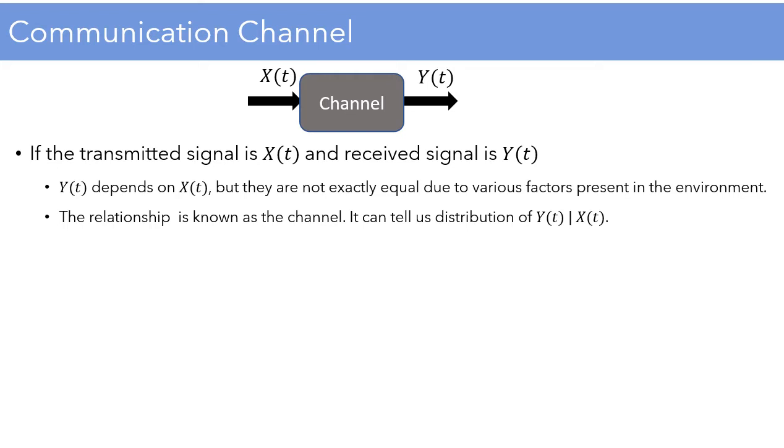So how does yt depend on xt? That relationship is exactly known as a channel, right? A relationship or a block or a model which can tell you what is yt given xt, which is known as the communication channel, and should be able to tell us the distribution of yt given xt.